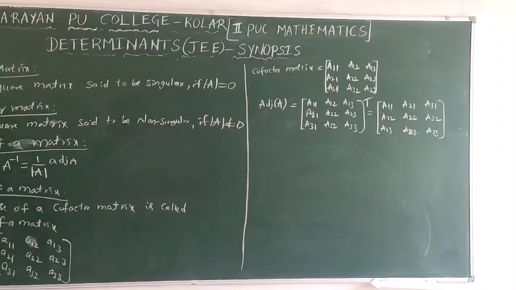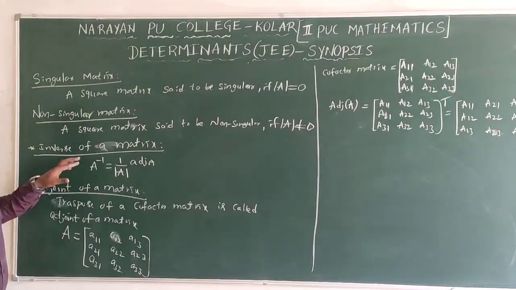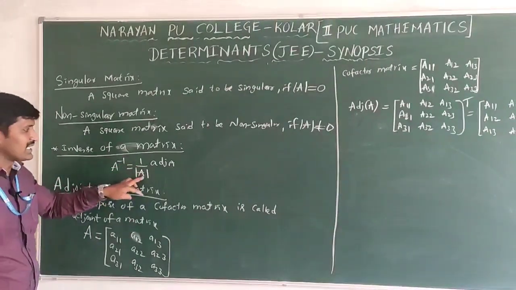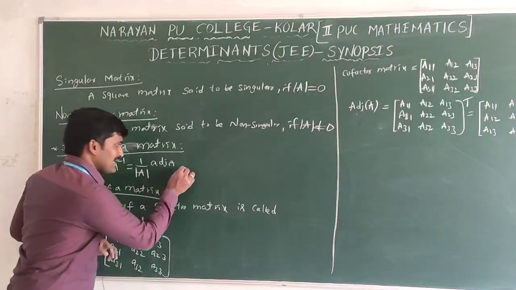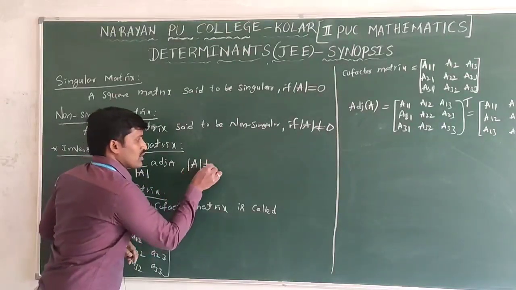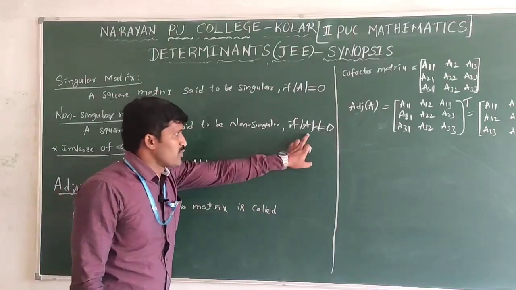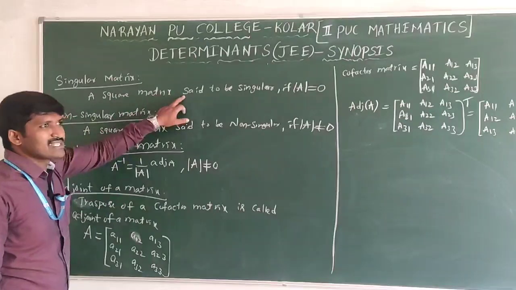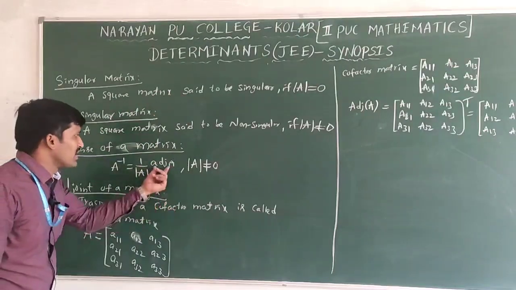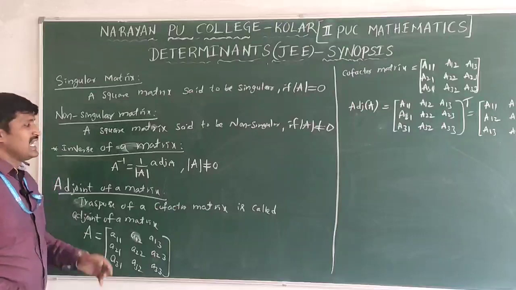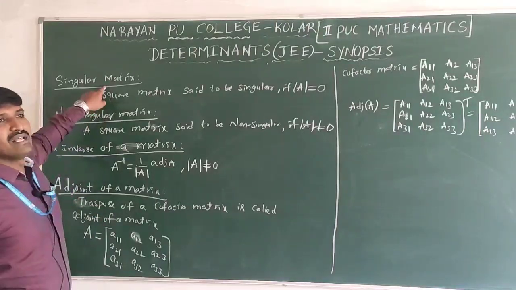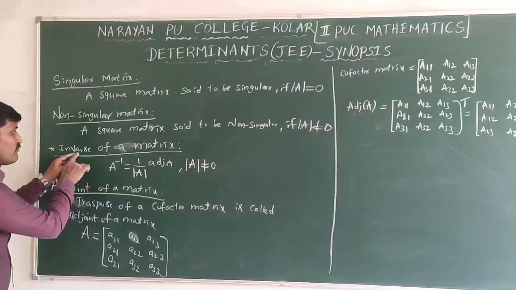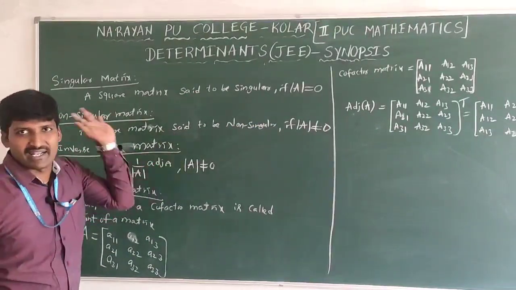Now, coming to the inverse of a matrix here. The inverse of a matrix formula is A inverse equal to 1 by det A into adjoint A. Here clearly det A is not equal to 0. Det A is not equal to 0 means compulsorily which matrix? Non-singular matrix. For a singular matrix, det A is 0, so what will happen? Anything by 0 is infinity. That means the inverse does not exist when the matrix is a singular matrix. All clear? This is the formula for finding the inverse of a matrix.